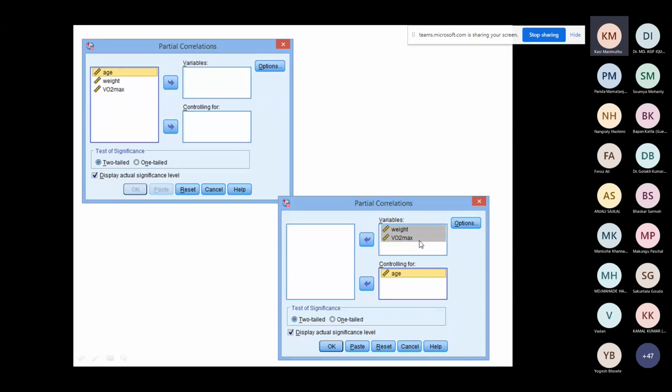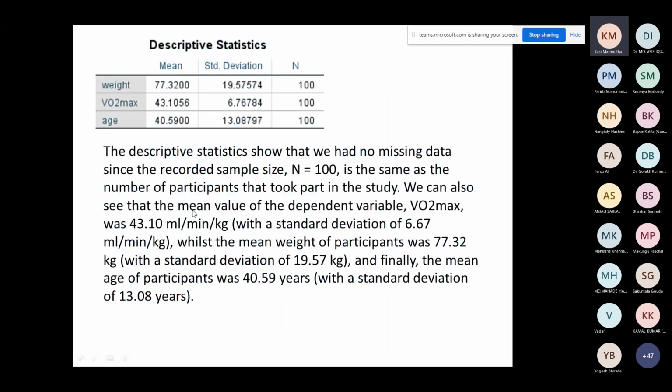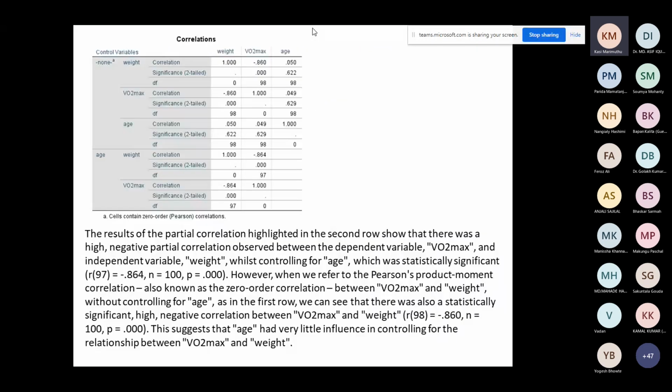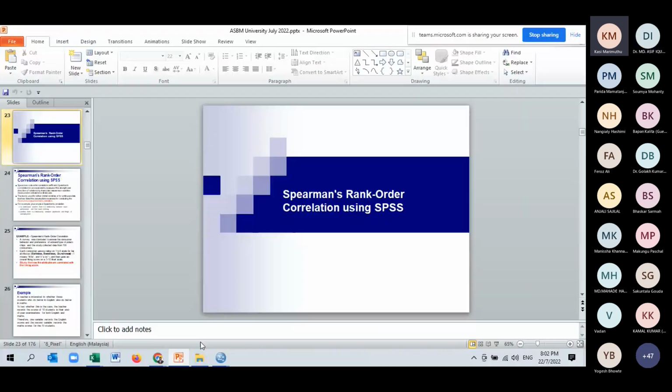All right. Next, click Options. In that option, you select, we have to tick these 2. Then continue, then click OK. The system will give you a simple table like this, and then we can interpret the results like this. I have given you how to write the results. I'll come back to you. Shall we run the analysis? Then we can discuss the result.